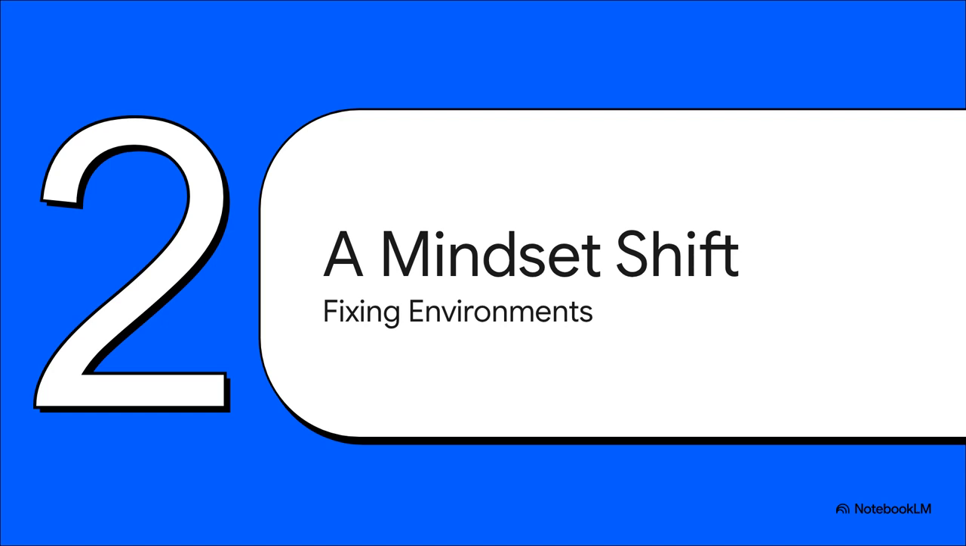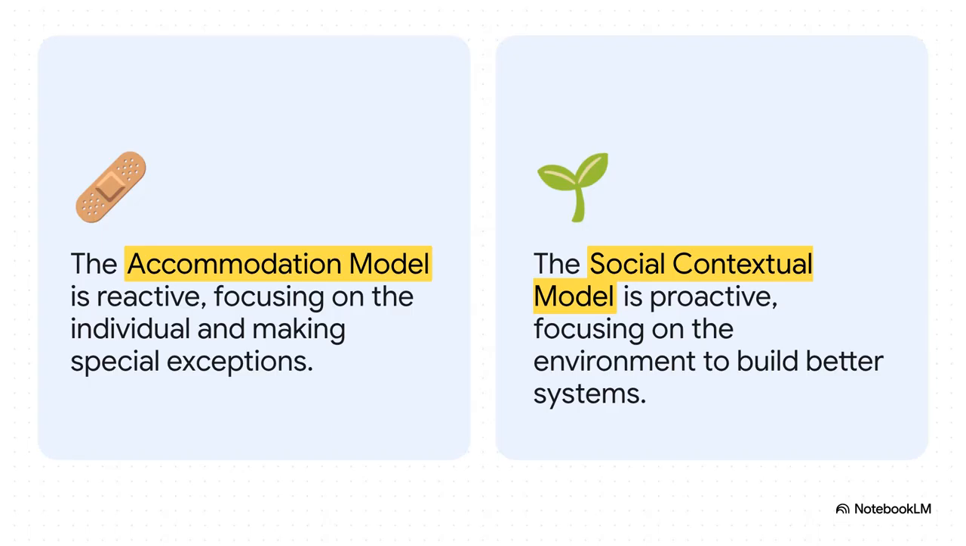Well, it takes a complete shift in how we think about this stuff, a really fundamental one. We've got to stop trying to fix people and start fixing the environments we're all responsible for creating. And here it is, laid out side by side. This is the heart of that mindset shift. Over here, you've got the old reactive accommodation model. But on the other side, we have this new way, the social contextual model. Now, instead of waiting for things to break and then making one-off exceptions for people, this new model says, let's focus on the environment itself. The goal isn't making special rules anymore. The goal is to build better, stronger, more welcoming systems for everyone from the start.